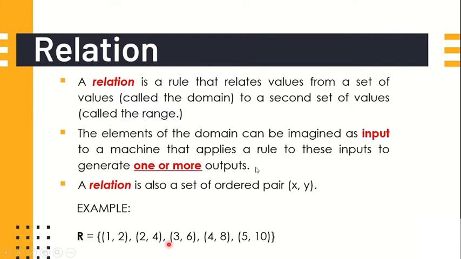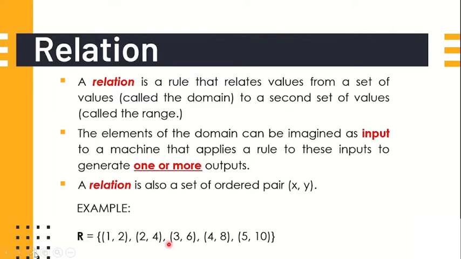So a relation has an input, and the machine can generate one or more outputs. A relation is also a set of ordered pairs. So take note, a relation is a set of ordered pairs. What are our ordered pairs? For example, the values of x and y.